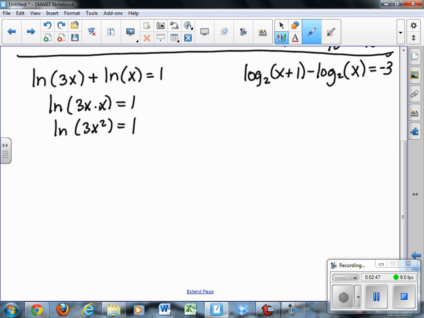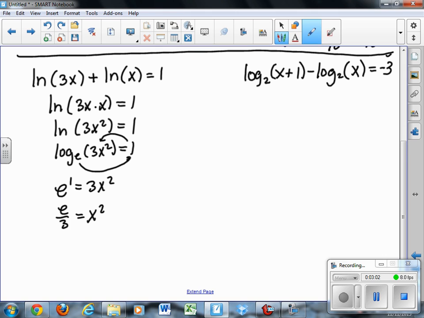Now that I have it down to one log term, I put it into exponential form. This is the same as log base e of 3x squared equals 1. That's what natural log means. So e to the first equals 3x squared. So that means e divided by 3 equals x squared. So x is equal to plus or minus the square root of e divided by 3.